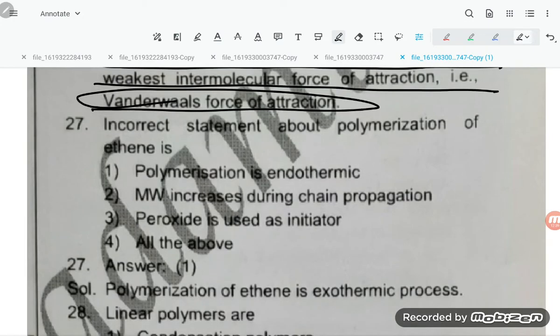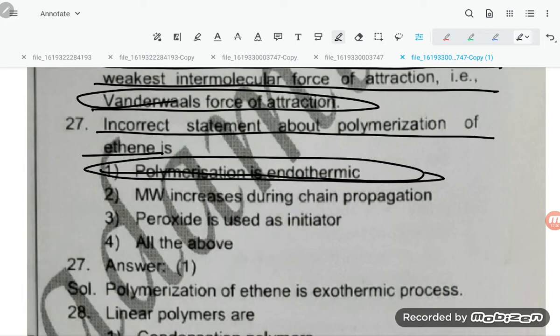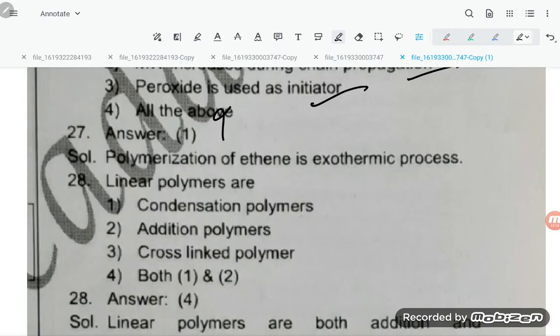Incorrect statement about polymerization of ethene is: polymerization is an endothermic process. Actually, polymerization is always an exothermic process, but the given statement says endothermic, so this is wrong. So the incorrect statement is option number 1. Molecular weight increases during chain growth, correct. Peroxide is used as an initiator, correct. All of the above is wrong. So our required answer is option number 1. Polymerization of ethene is an exothermic process.